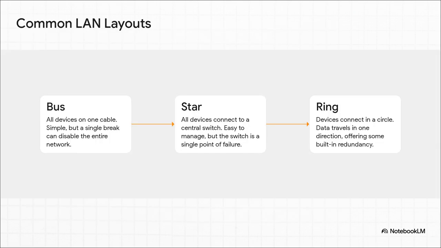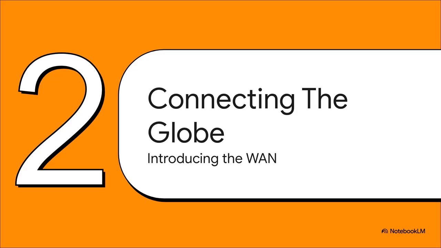These LANs can be set up in a few different patterns, or what we call topologies. Way back when, networks often used a bus, where every device just tapped into one long cable. It was simple, sure, but if that cable broke anywhere, the whole network went down. Ouch! Today, the star topology is king. Everything plugs into a central switch. It's much easier to manage, but you better believe that switch is a critical piece of hardware. There's also the ring design, where data travels in a circle, which gives you some built-in backup if one connection fails.